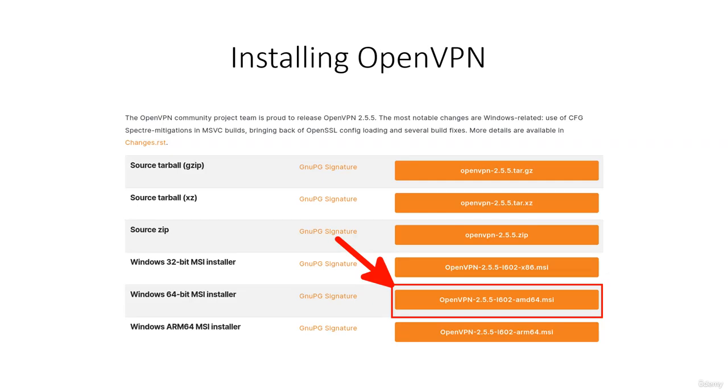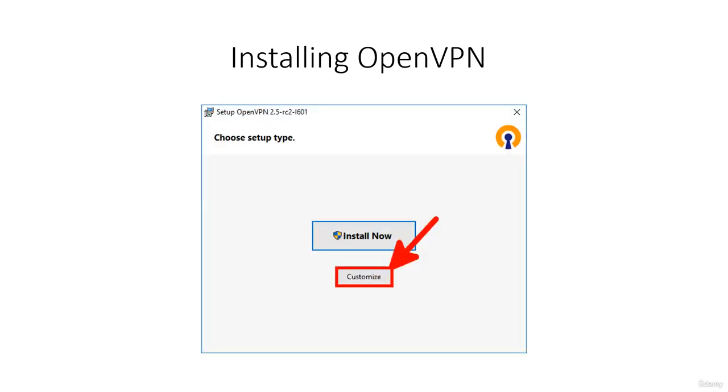So just download OpenVPN. Simply download this MSI, the 64-bit MSI installer, and then it will be an exe file. Make sure you install it the same way that I will be showing.